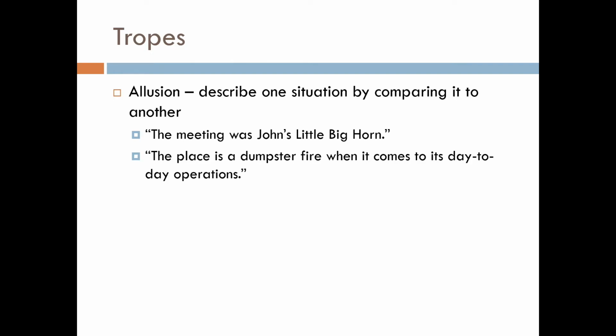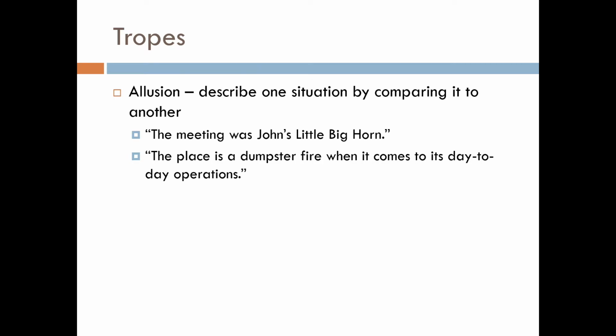First one is allusion. This describes one situation by comparing it to another. For example, the meeting was John's Little Bighorn. Now, Little Bighorn was a historical event, right? Between Custer's last stand, Sioux Indians, that type of thing. You get the idea. I mean, you know the historical background for that.